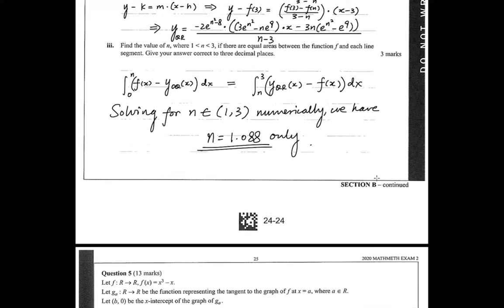You don't need to include everything. You just need to specifically mention n goes from 1 to 3, okay? All right.